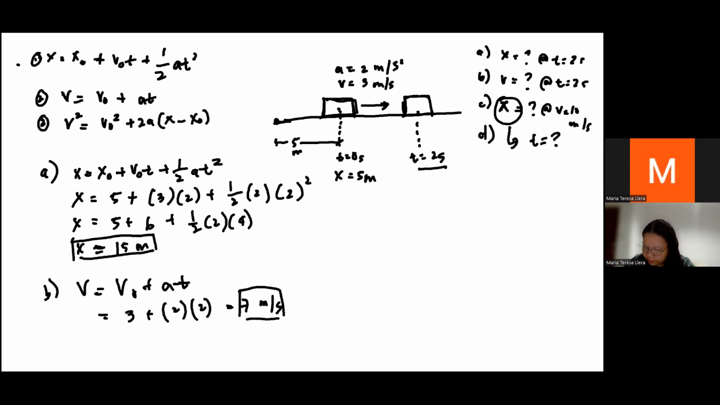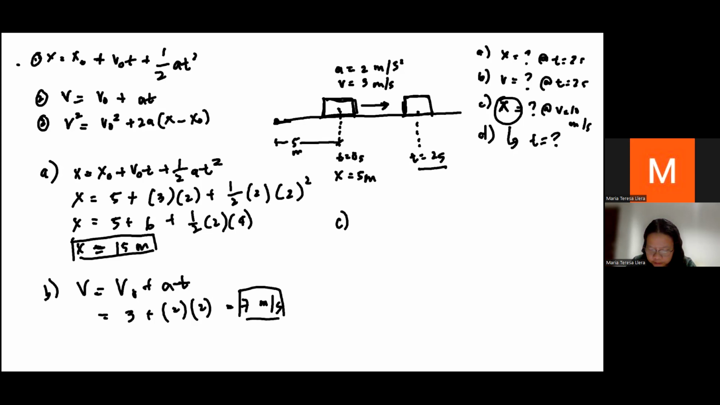So third question, I'm just gonna write it here. Where is the block? What's the distance of the block from the origin when its velocity is 10 meters per second? So again, we're looking for x, and we are given v. We're given the final velocity here. So let's check which formula we can use.